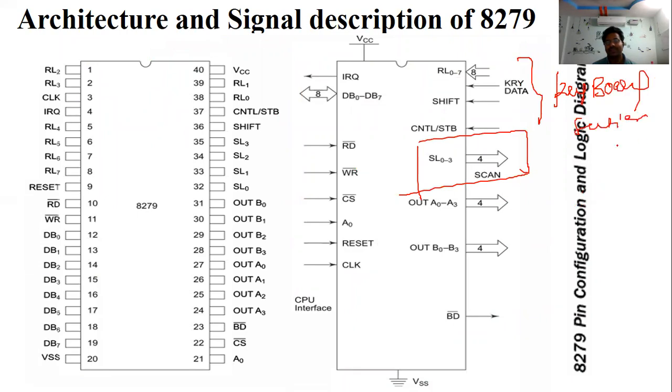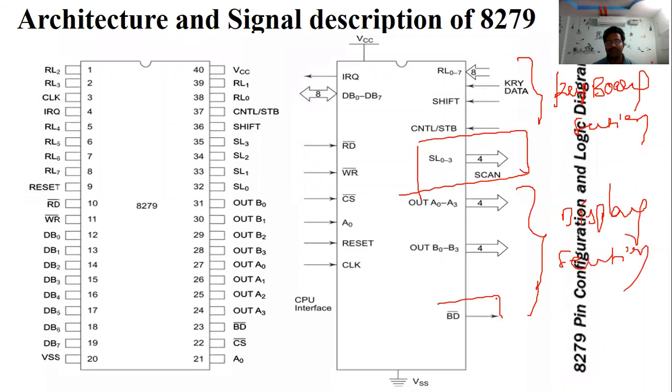This is the keyboard section, and this is the display section. This is BD, blank display. So you can divide it into the keyboard section, display section, and this is the scan section. It is helpful for connecting both the keyboard as well as the display.